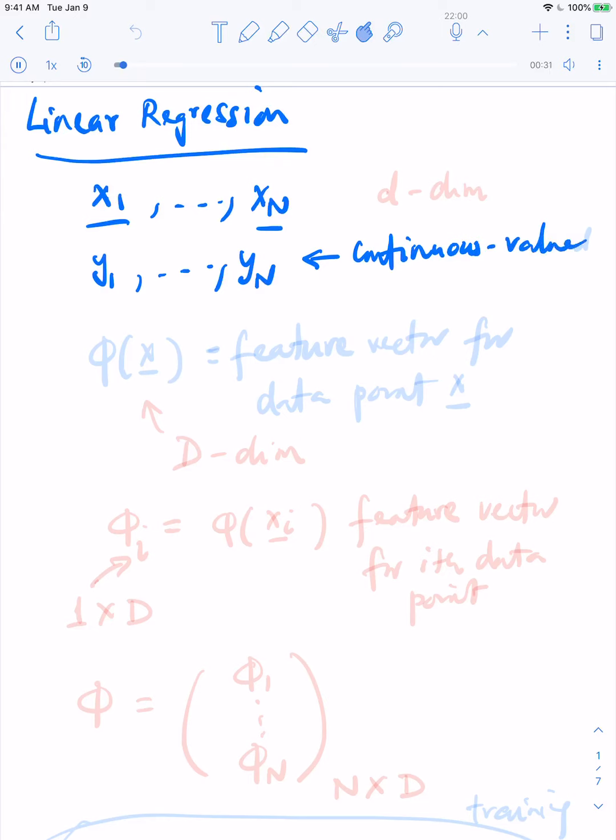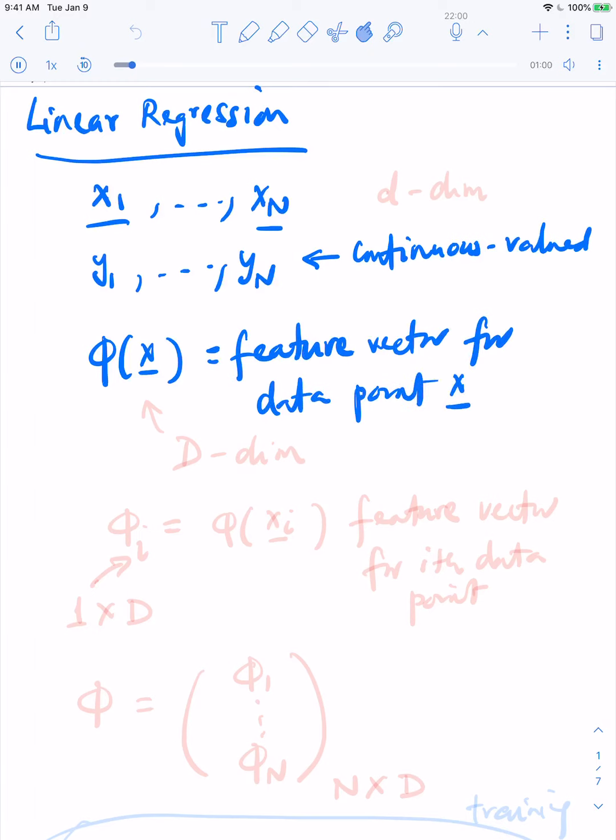Right? And I'm going to allow you to have potentially nonlinear models by defining feature vectors, right? So let's think about explicit feature vectors right now. You can always kernelize it. So this is the feature vector for data point x. Right?